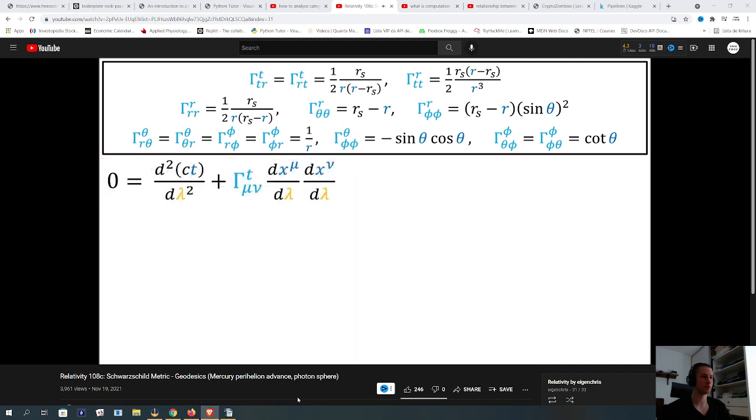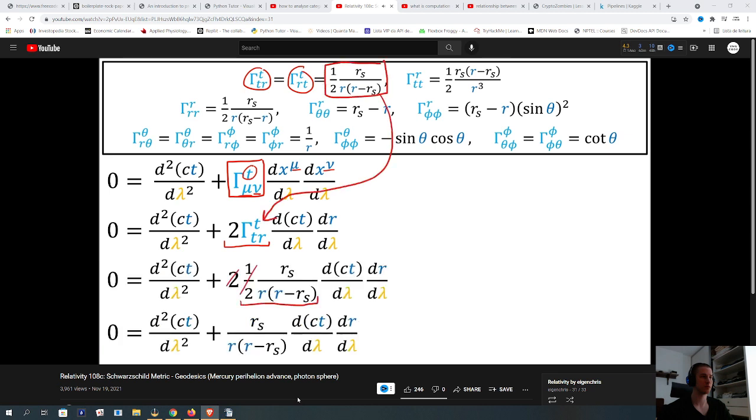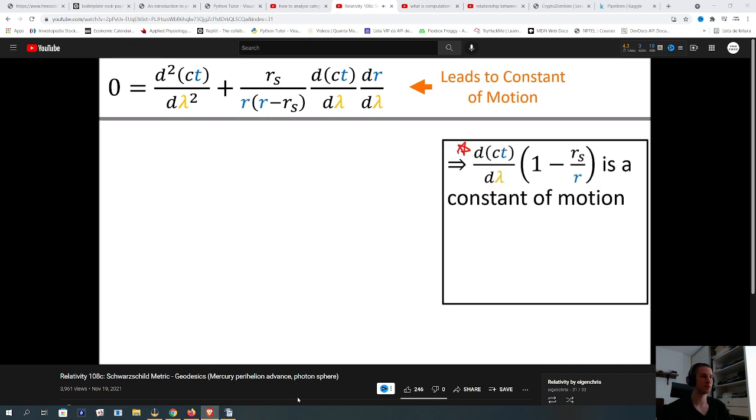Let's start with the time geodesic equation. To write out this summation over mu and nu, we need to find all the connection coefficients with t on top. There are only 2 connection coefficients with t on top, which are the TTR and TRT connection coefficients. And they both equal each other, so I'm just going to write this sum as 2 times gamma TTR, matching t with a time derivative and r with an r derivative. And we can replace the TTR coefficients with this, and then cancel the 2 and 1/2. We can show that this equation tells us that this quantity, the derivative of ct times 1 minus rs over r, is a constant of motion that doesn't change along geodesics.